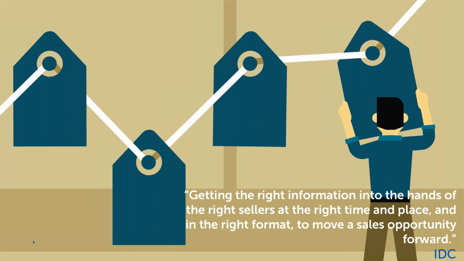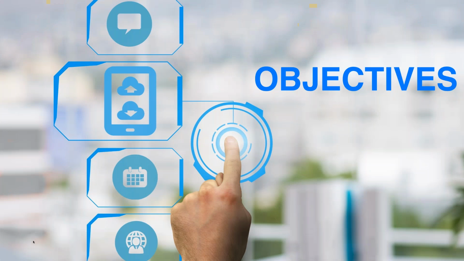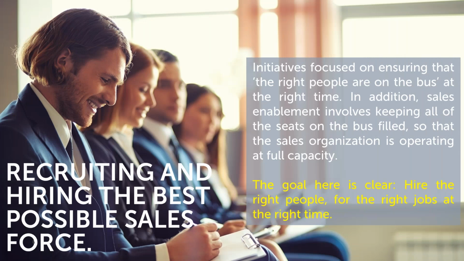So now that we understand what sales enablement is, let's try to understand what sales enablement seeks to achieve. And the number one objective, and this is in no particular order, but this is kind of where the process begins. It's about recruiting and hiring the best possible talent. So initiatives that are focused on ensuring that the right people are on the bus at the right time are considered to be within the scope of sales enablement.